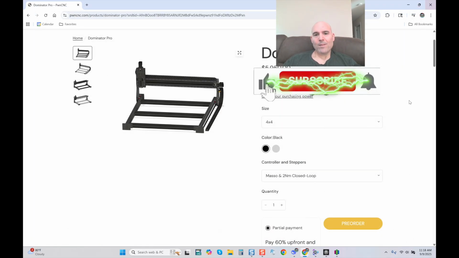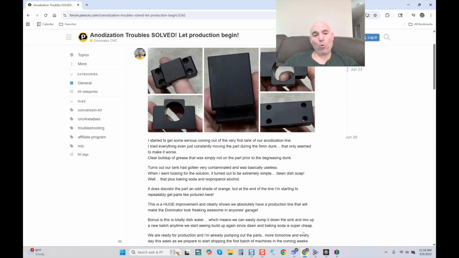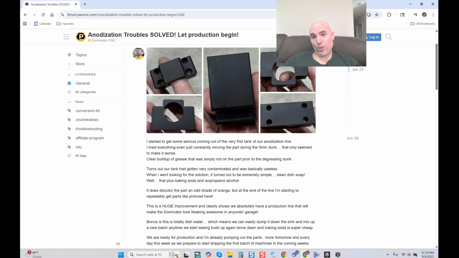Anytime. So guys, I cannot emphasize this enough. This is scary. And more of our industry is doing this. We see here he's having anodization trouble solved. Let production begin. This is from June 23rd.